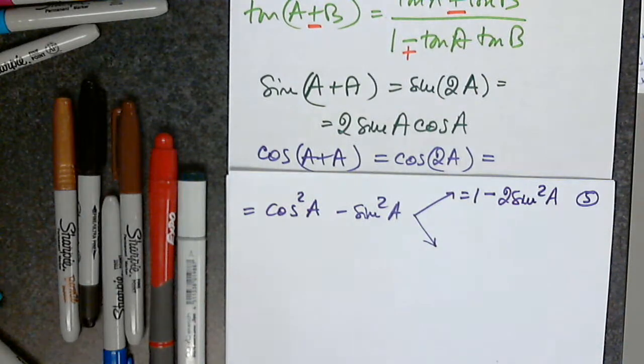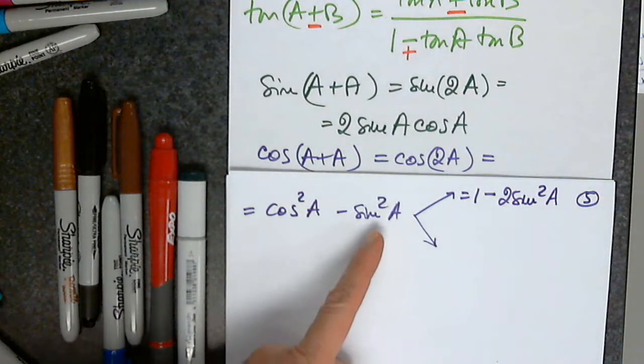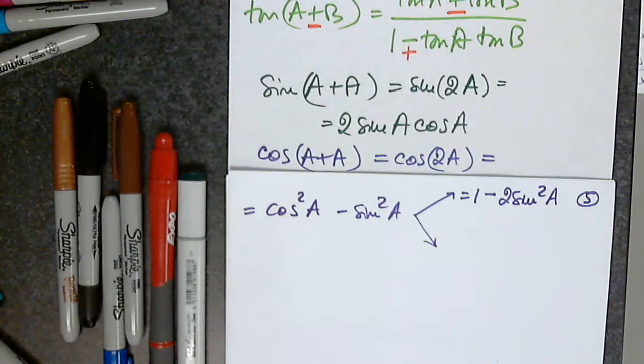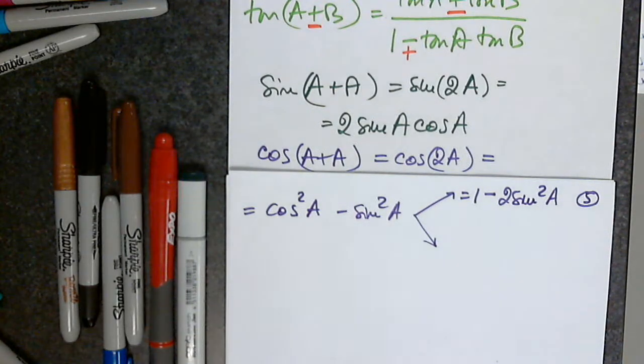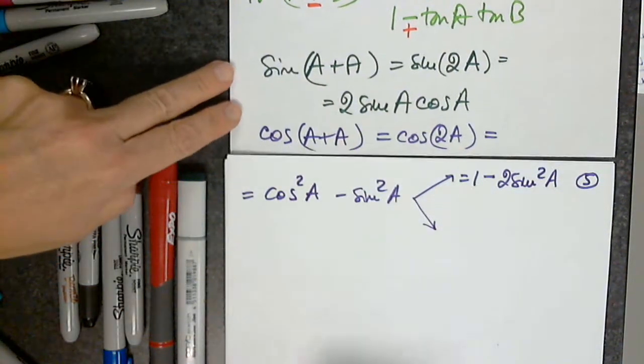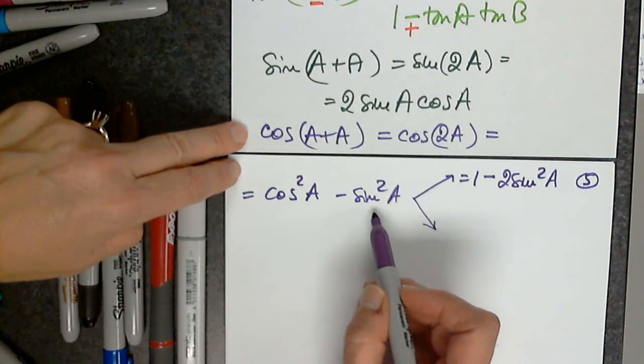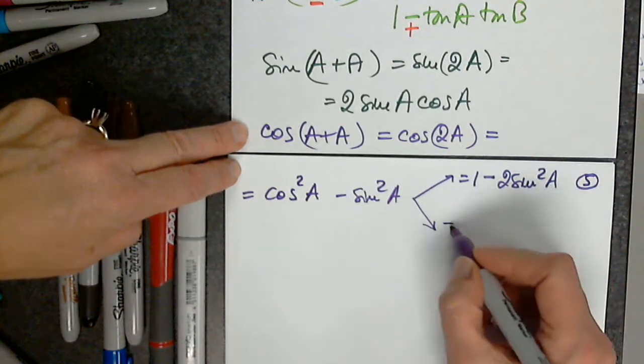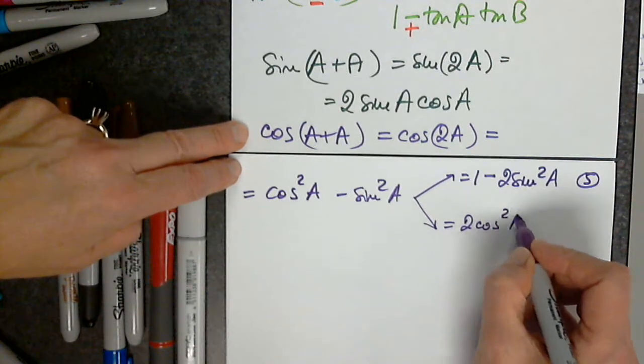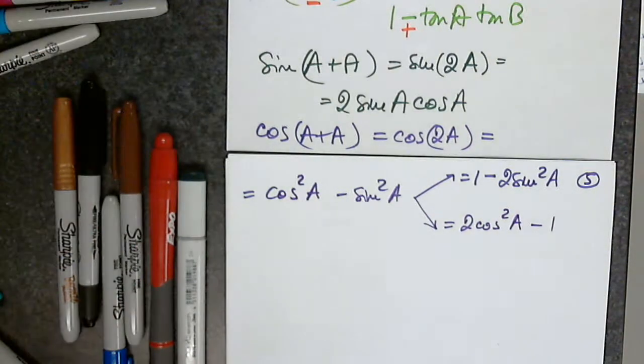Now I would like you to do the other way. I would like you to replace sine squared by 1 minus cosine squared. So no, because 1 minus, you have to distribute the negative. Don't jump over that step. 1 minus 2 cosine squared. So, exactly. So negative 1. So that will be 2 cosine squared A minus 1.